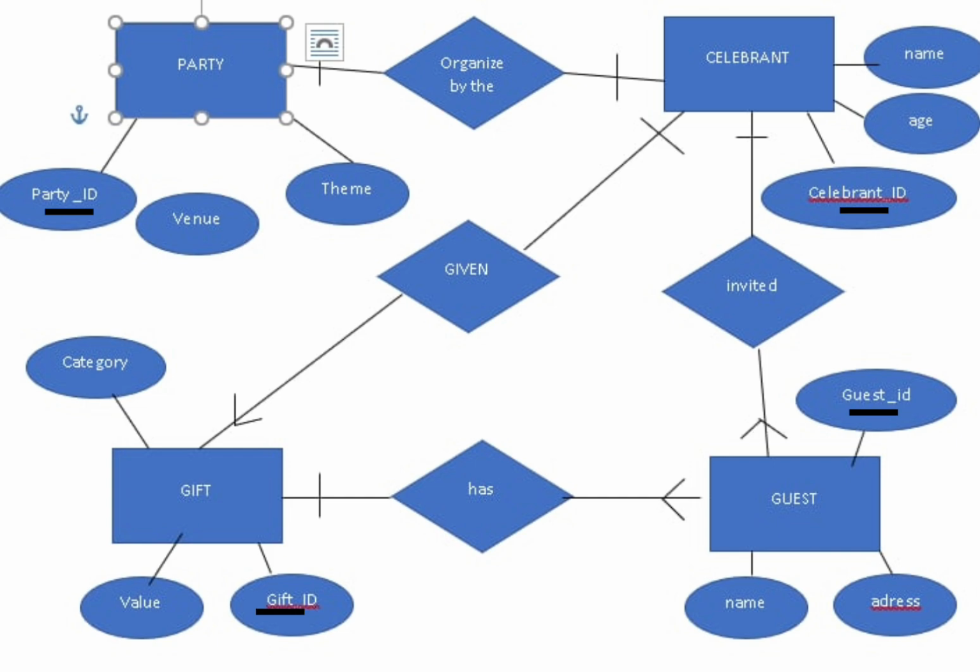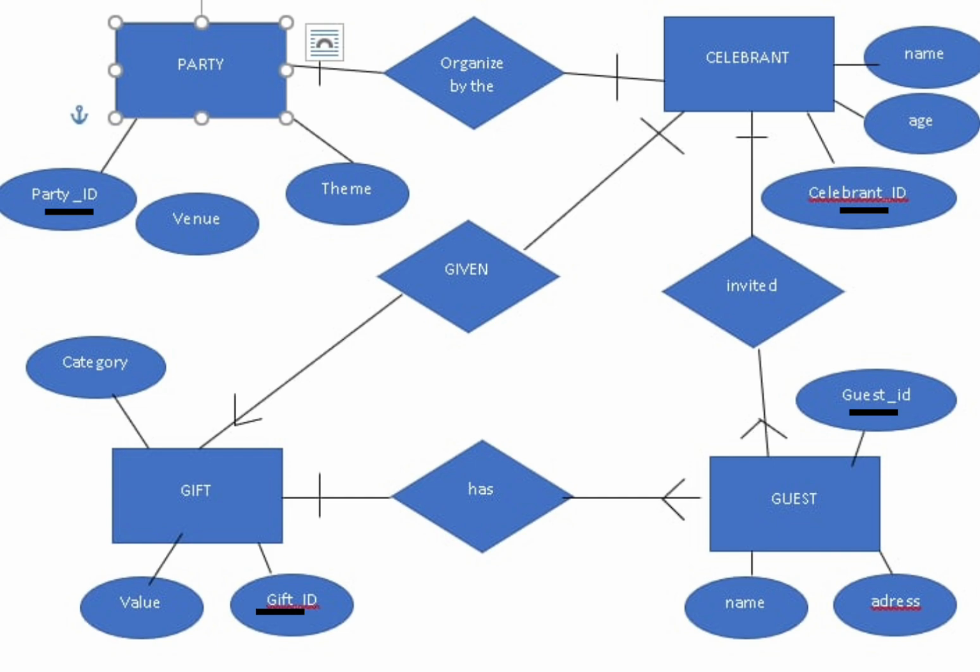For example, the party ID, venue, and of course, we have our primary key. So what is a primary key? A primary key is an attribute that makes an entity unique. For example, party ID.